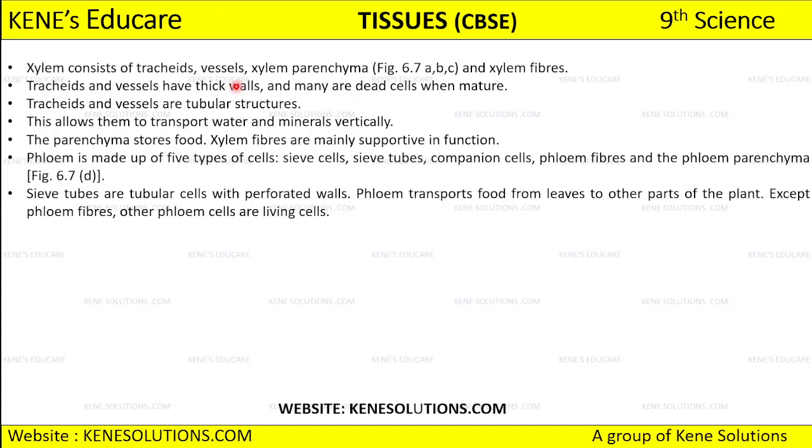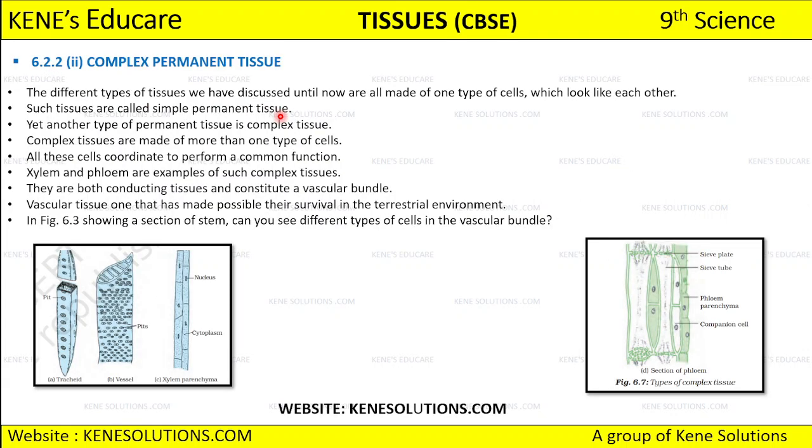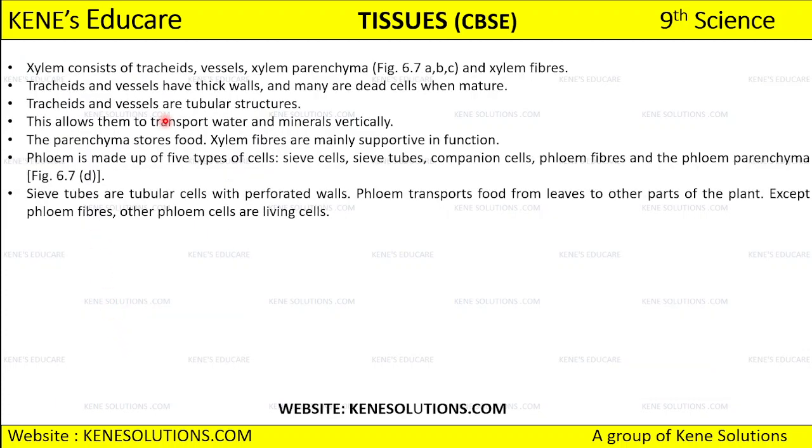Okay, so tracheids and vessels, they are tubular structures. Can you see the tracheids and vessels, right? What kind of structure are both of them having? They're having a tubular structure, and because of this tubular structure, it allows them to transport the water and mineral vertically. Now water and mineral should be transported vertically, and who is making it possible? It is being possible because of the tubular structure which the tracheids and the vessels have.